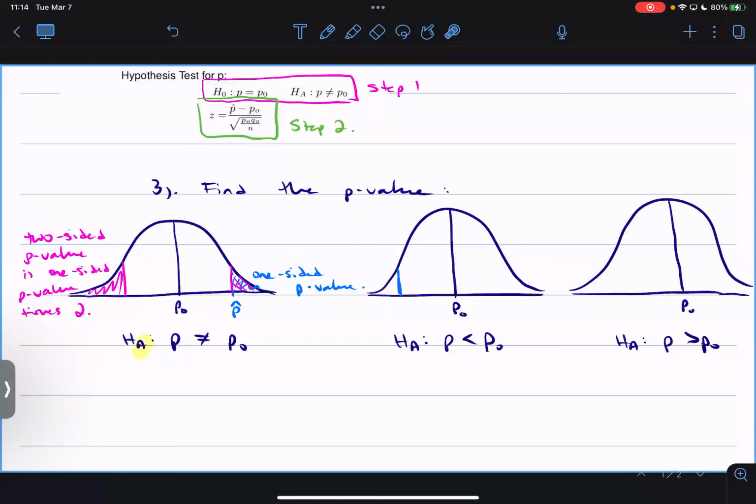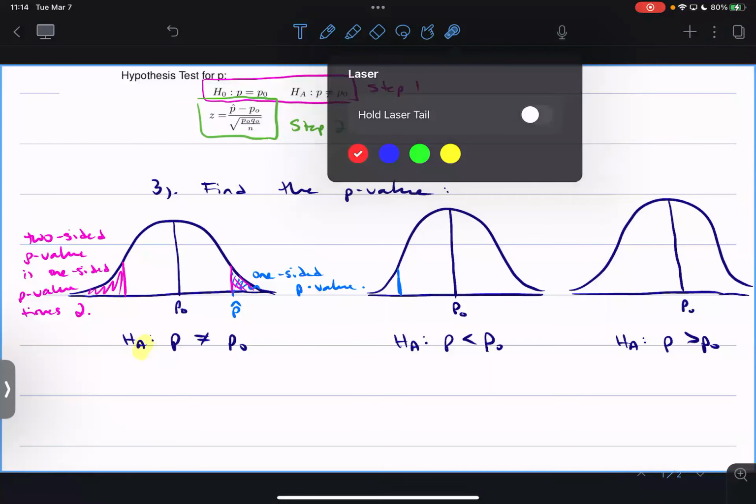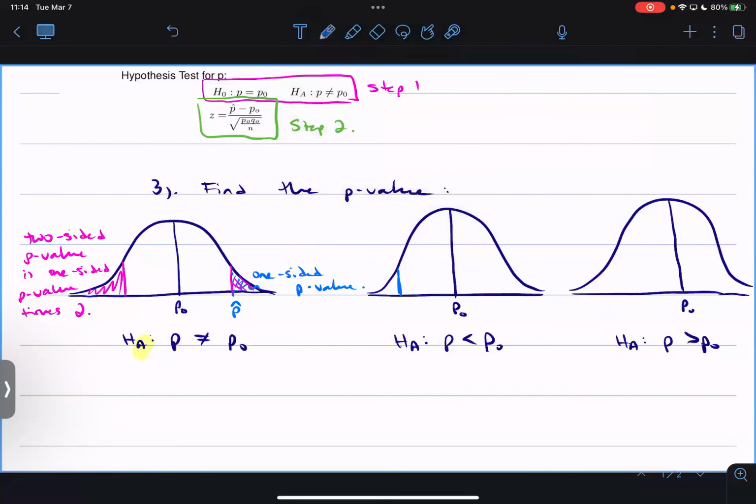But if P is less than P naught is your hypothesis, then your P hat should be less than. And then this area is the one-sided p-value. So that's your p-value. Using the table, we're going to have a range, somewhere between 0.01 and 0.02 or something like that, and same thing on the upper end. If your hypothesis is that P is actually greater than P naught, then of course your sample proportion should support that and be on the upper side.